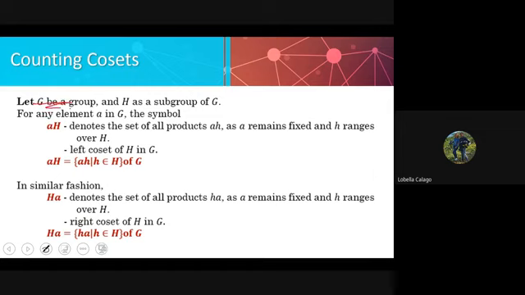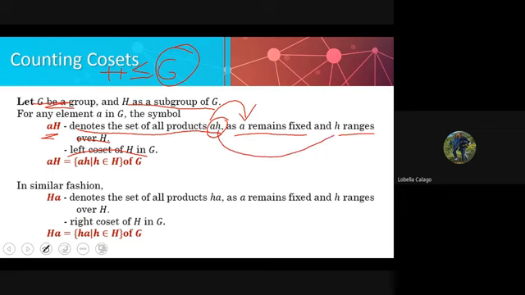So, we let G be a group and H a subgroup of G. For any element a in G, the symbol aH pertains to the left coset of H in G. So this denotes the set of all products ah as a remains fixed and h ranges over H. Yan po yung aH. A remains fixed po si a, and h ranges over H.